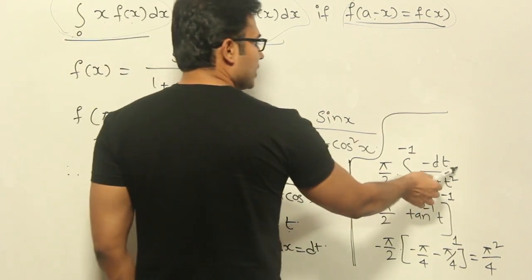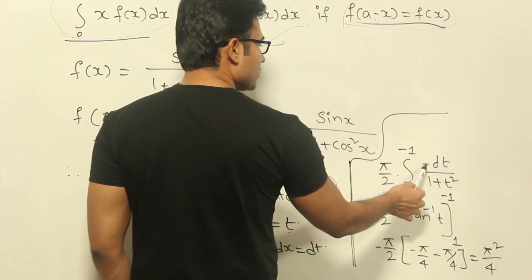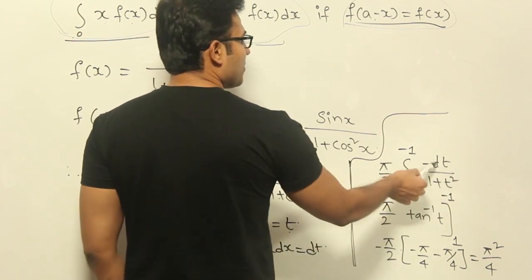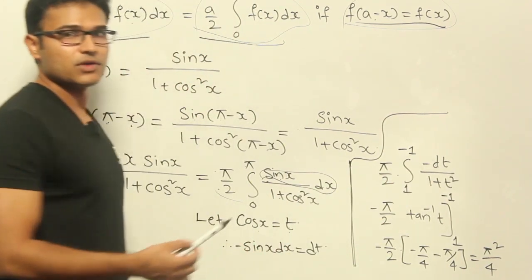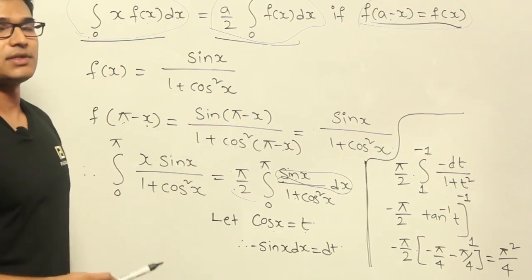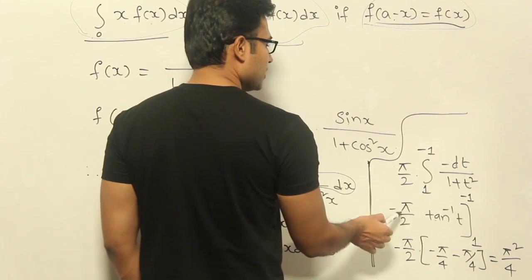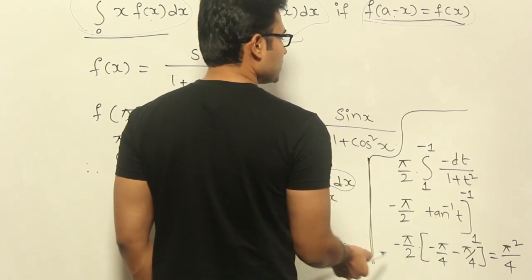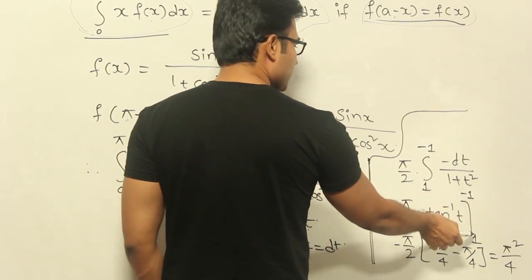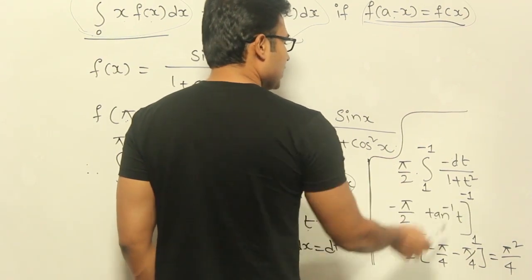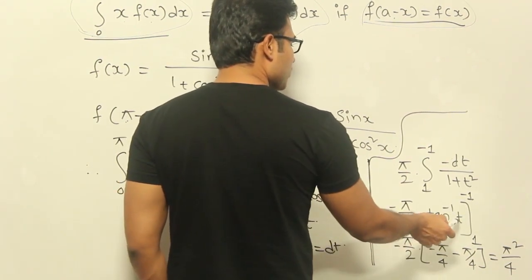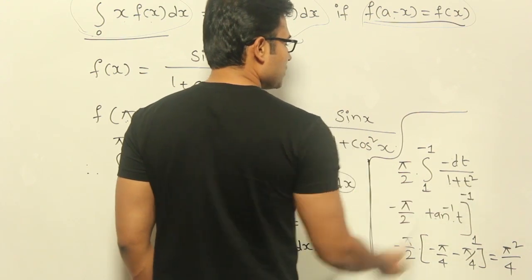Now this entire thing can be written as, so minus you can put it outside, 1 by 1 plus t square, and we know that integral 1 by 1 plus t square is tan inverse t. So it is tan inverse t. So minus pi by 2 into tan inverse t. Now it is from the interval 1 to minus 1. Therefore you have to write tan inverse of minus 1 minus tan inverse of 1.